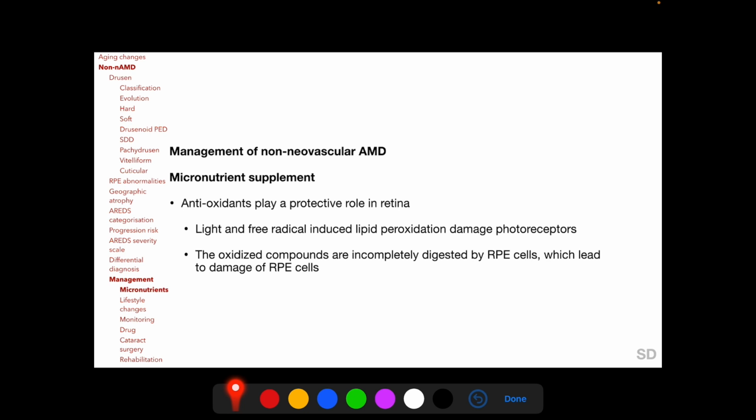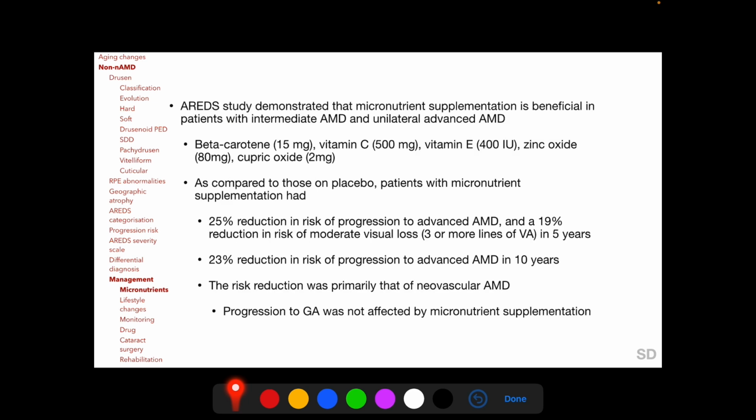We have discussed in the previous session on physiology of retina that antioxidants play a protective role in the retina, and the AREDS study found that micronutrient supplementation is beneficial in patients with intermediate AMD and unilateral advanced AMD. So these are the two specific situations in which micronutrient supplementation is beneficial, and the supplementation includes beta-carotene, vitamin C, vitamin E, zinc oxide and cupric oxide.